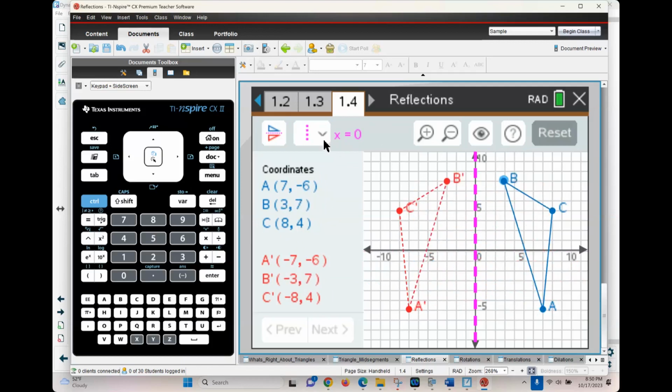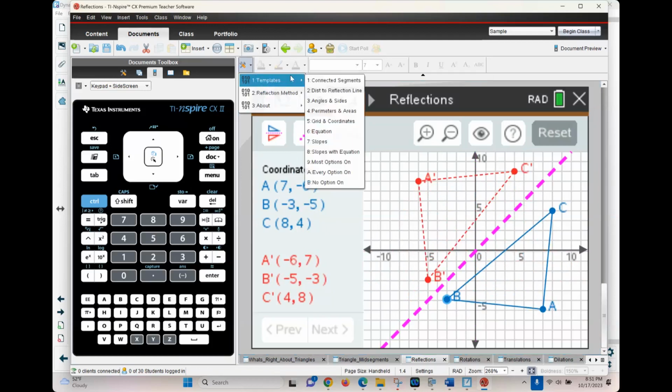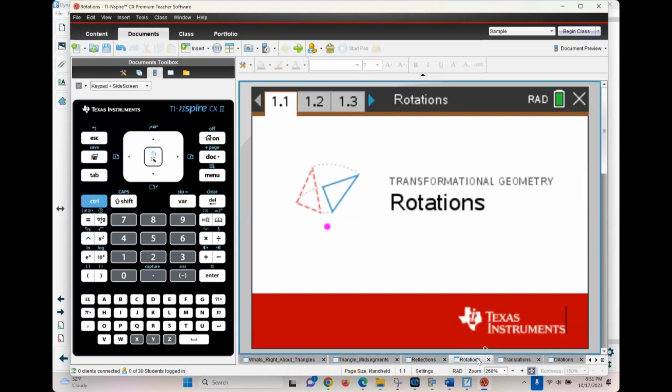Okay. And then I can go with the line Y equals X. And you can see that if (X, Y) is on one, (Y, X) is on the other. Okay. And they can investigate that. So there are a lot of things you can do here. There are several templates here to do different things. You can talk about slopes, perimeters, areas, angles, sides, and so on. But in this short time, I've got to go on to rotations.